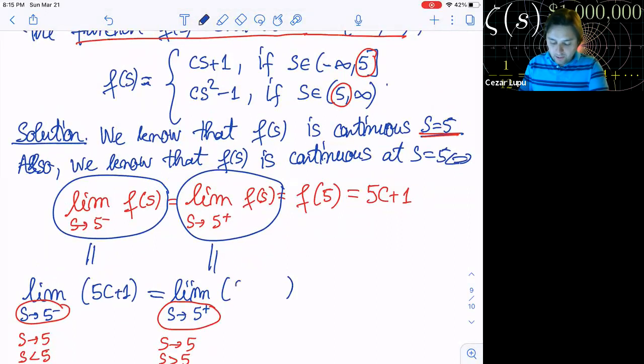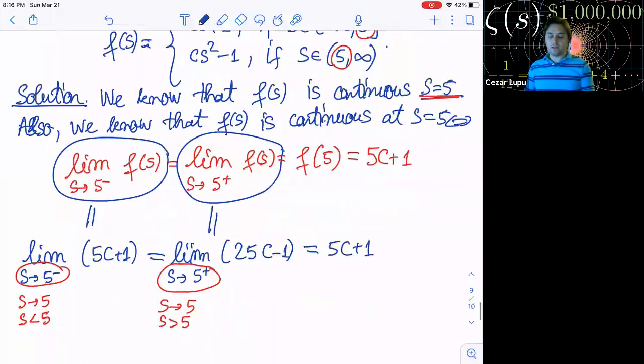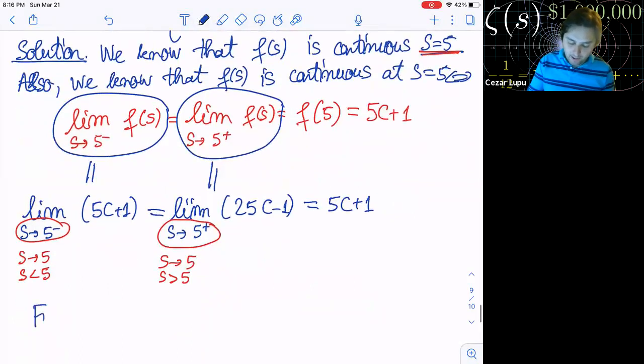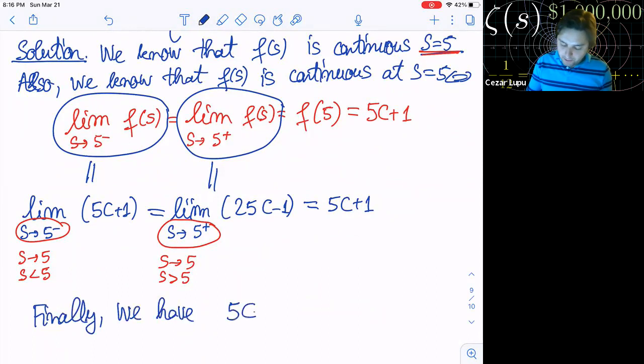So it will be 25c minus 1. And all these are equal to 5c plus 1. Okay, and I think now you see also the value of 5 corresponds to this one. So finally, we have 5c plus 1 equals 25c minus 1, which will be equivalent.